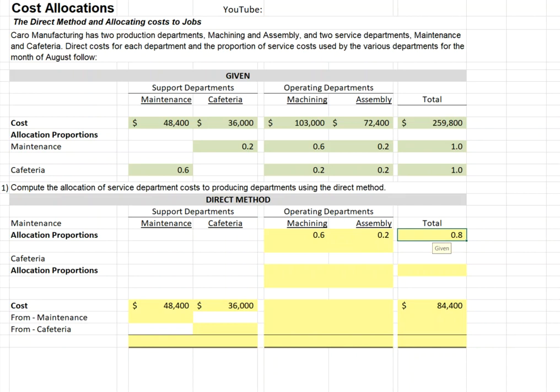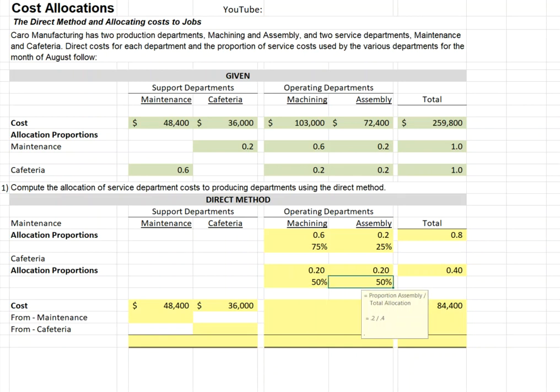The allocation percentages then are 75%, which is the 0.6 divided by the 0.8. So 75% of our maintenance costs will go to the machining department, and the remaining 25%, or 0.2 over 0.8, will be allocated to assembly. For the cafeteria costs, 0.2 to machining and 0.2 to assembly means 50% of the cafeteria cost will be allocated to the end user department machining, and 50% will be allocated to the assembly end user department.